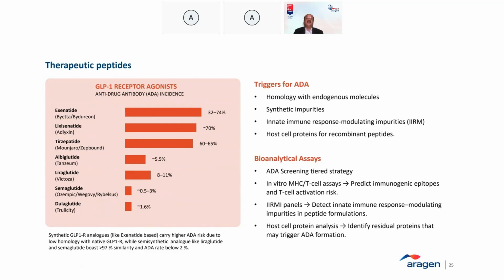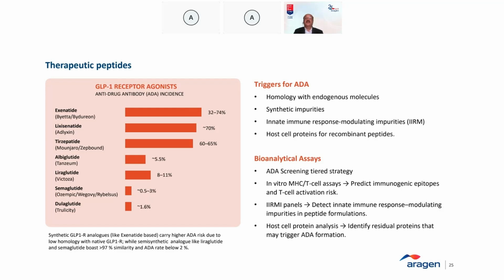If you have a molecule which has a very different sequence than the endogenous molecule, like exenatide or tirzepatide, we can see that due to sequence divergence, the ADA incidence is very high. It goes from 30 to almost 70%. While for peptides like semaglutide or dulaglutide, which are 97% similar to the GLP-1 peptide in the body, the immunogenicity risk is less than 2%.